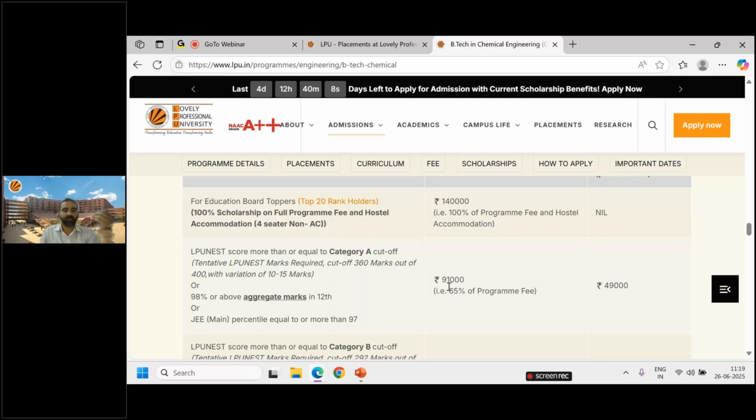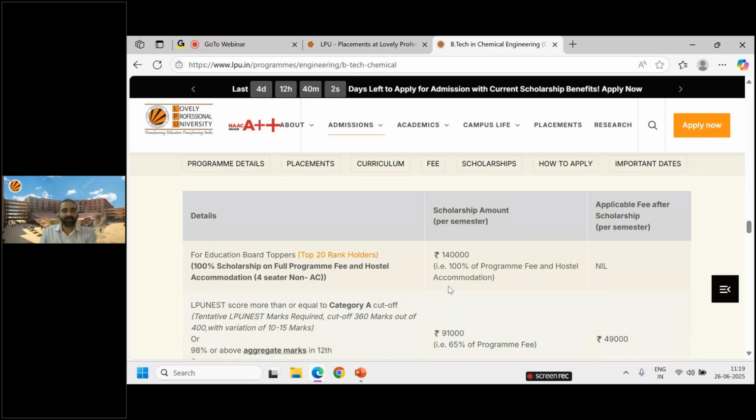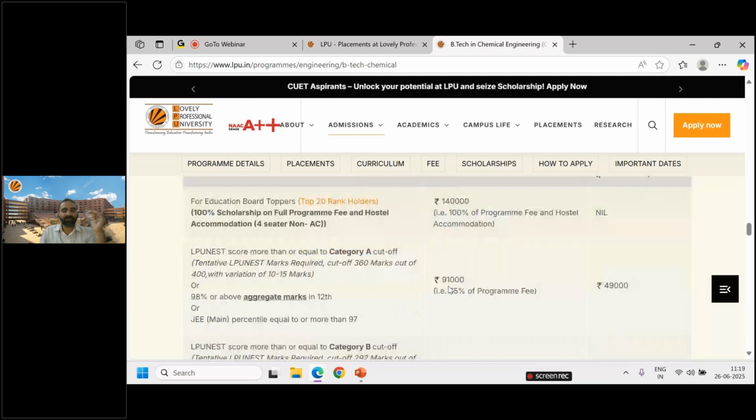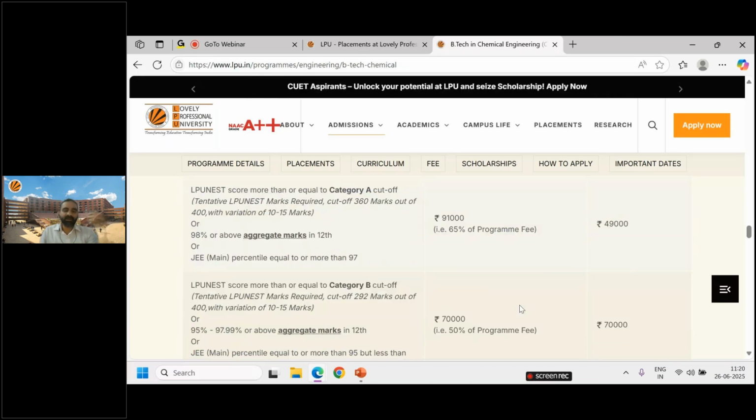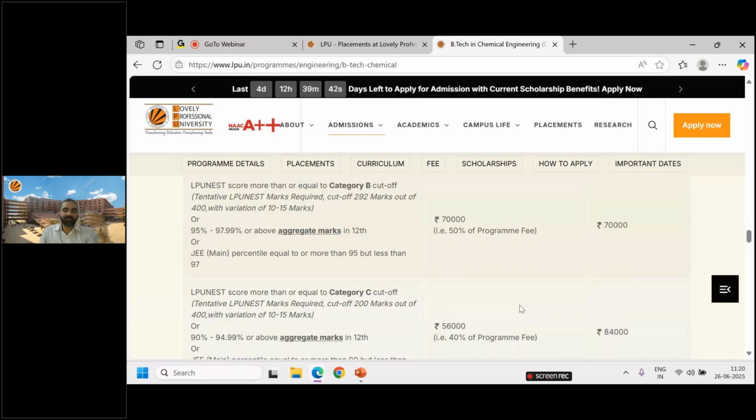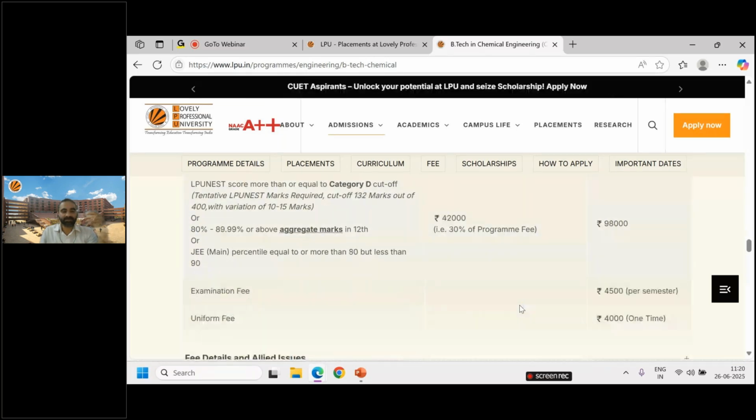If you are a board topper or a top 20 rank holder, we give a 100% program fee waiver. And with a percentage of 98 and above, we give a 65% scholarship benefit, and with this scholarship benefit your program fees will be only 49,000 rupees per semester. Accordingly, we consider JEE percentile also, and this way you can see the scholarships we are offering to the students.